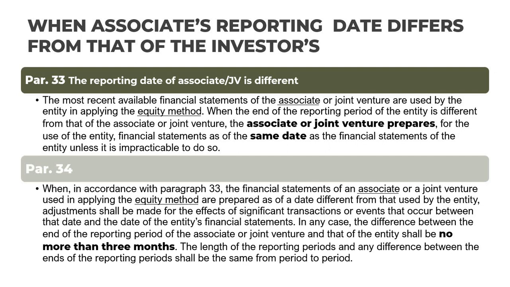So ngayon, let us proceed to the provision in the standard kapag ang reporting date ni associate ay iba sa reporting date ni investor. So, sabi dito, under paragraph 33, the most recent available financial statements of the associate or joint venture are used by the entity in applying the equity method. When the end of the reporting period of the entity is different from that of the associate or joint venture, the associate or joint venture prepares for the use of the entity financial statements as of the same date as the financial statements of the entity unless it is impracticable to do so.